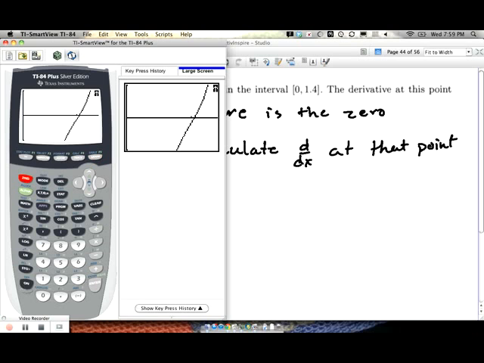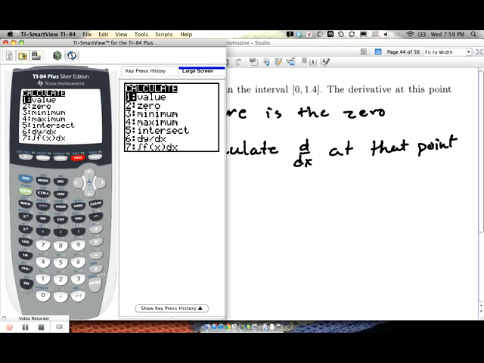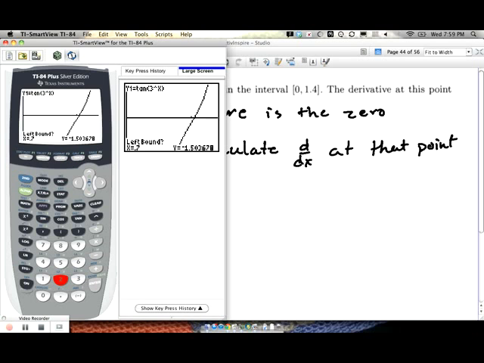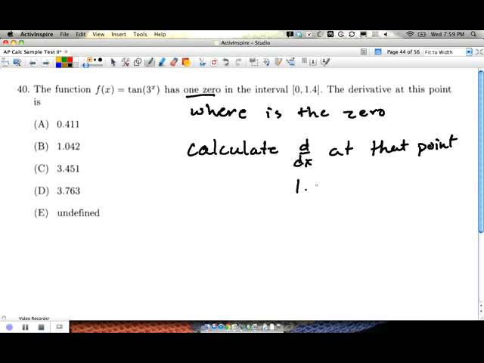How can I figure out where that is? Well, I can use my calculate function. So if I do second calculate, zero, I can get kind of close here. I know it's at about 1. So that's the left side. Then if I go to the right bound, I know it's somewhere between those two points. And the actual value is x equals 1.04, 1.0419 if we want to go out a little bit further. So we know that x equals this.